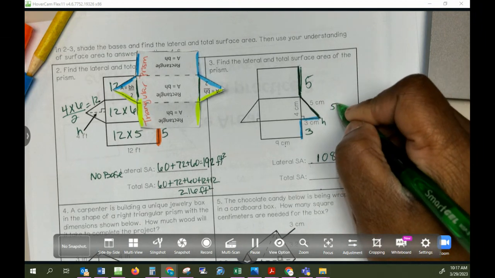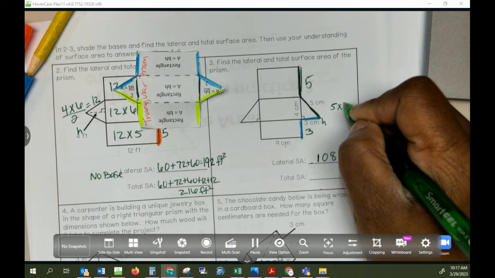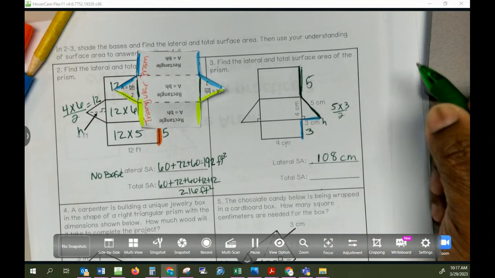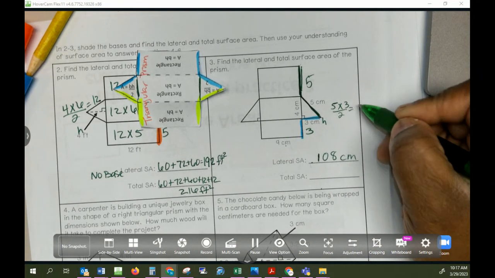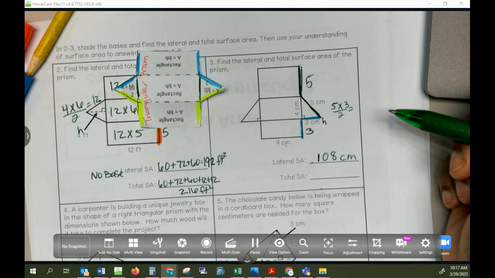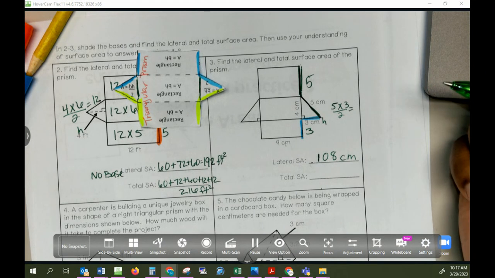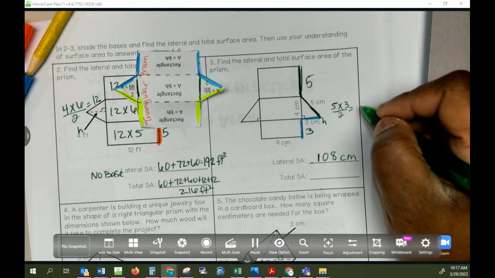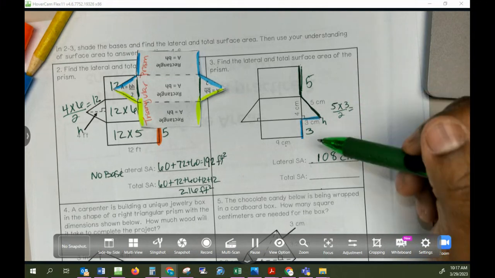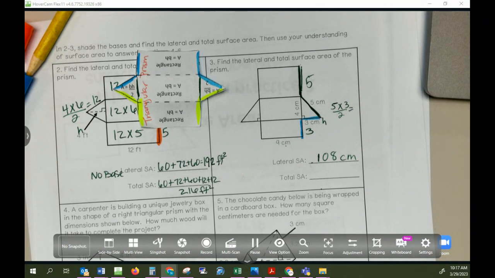So when you're calculating for the bases, it's 5 times 3 divided by 2. So 5 times 3 we know is 15. Divided by 2 is what, 7.5? So can we think about something about triangles? Wait, is that 7.5? Yeah.